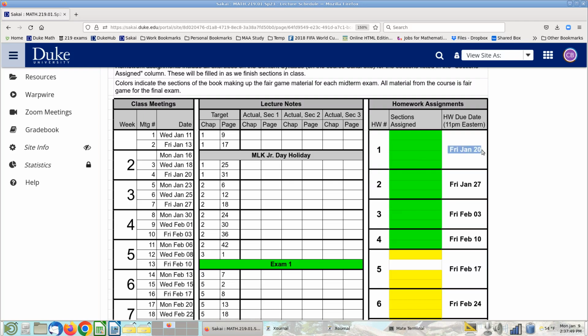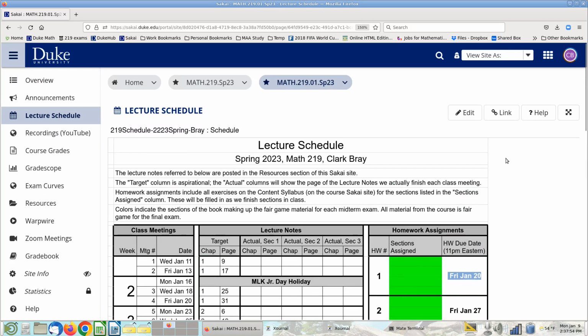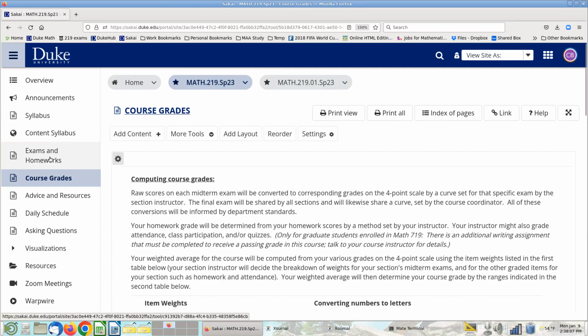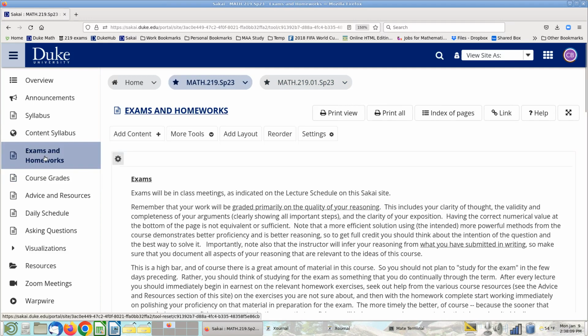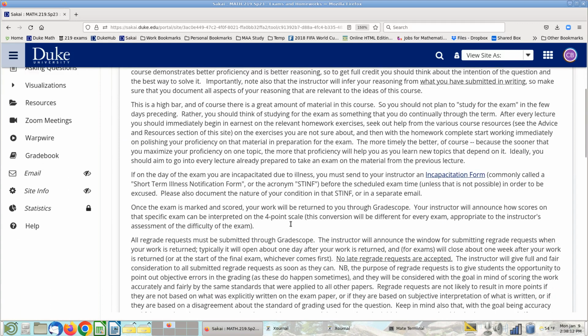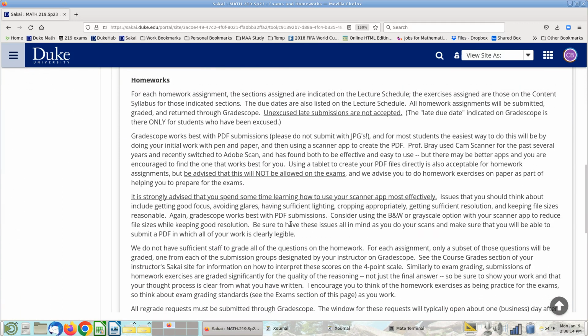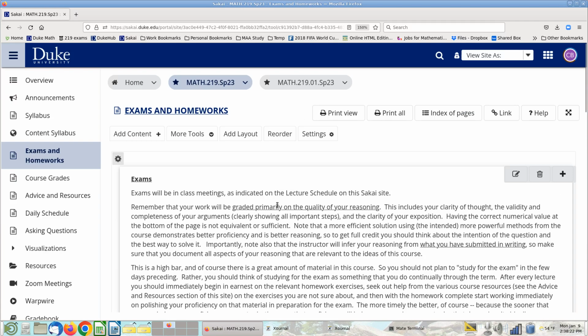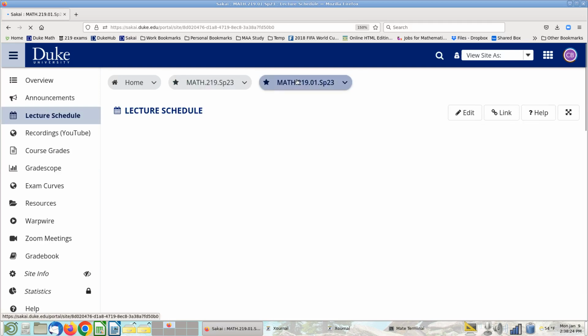Friday, January 20th. Homework is going to be submitted on Gradescope. There is discussion about Gradescope back on the Course Sakai site. Let me get back over there real quick. Bear with me. Come on, Internet. There we go. There's a section here called Exams and Homework. Again, you need to read all of this. In particular, here's the section about homeworks, and there's a discussion here about Gradescope. Okay. All right, so going back then to the section Sakai site.